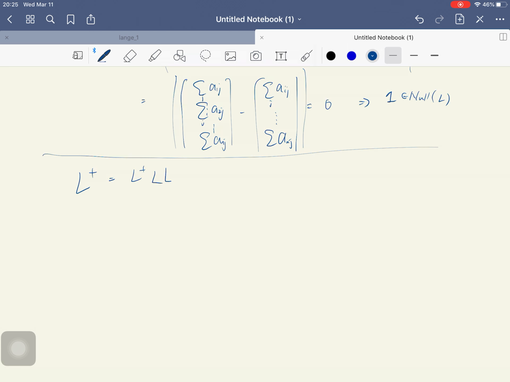It's denoted L plus, and there's a bunch of properties, but that's not the point of this class. I will just use this matrix as if we know what it is. It's just some matrix. It's also unique. The Moore-Penrose inverse is unique, but just any general pseudo inverse is not, but the Moore-Penrose one is. So given that we know what this is, we can compute the average commute time.